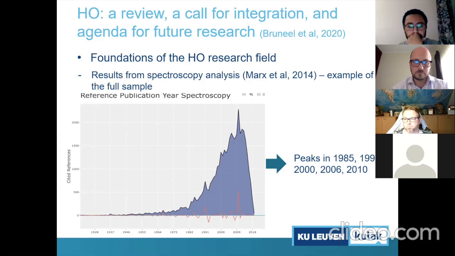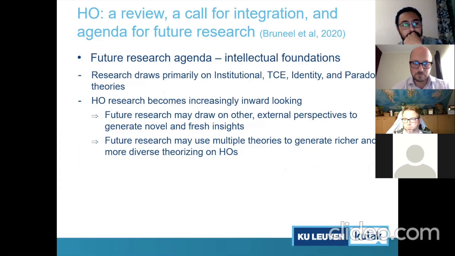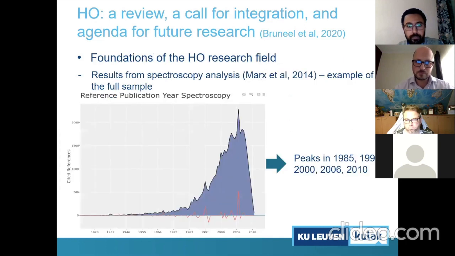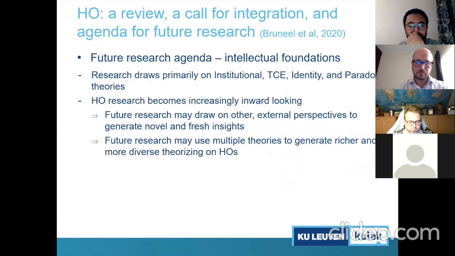For example, based on the spectroscopy analysis and this bibliometric analysis of the foundations of the hybrid organization research field, you automatically see that the research draws primarily on institutional, transaction cost economics, identity and paradox theories, because these are the four clusters of theories that you see here in this slide. You see the different colors. There should be four. I'm colorblind. So if you tell me there are five, I will have to believe you there are five. But my colleague tells me that there are four. And so these four different colors speak to these four different theoretical perspectives: institutional theory, transaction cost, identity theory, and paradox theory.